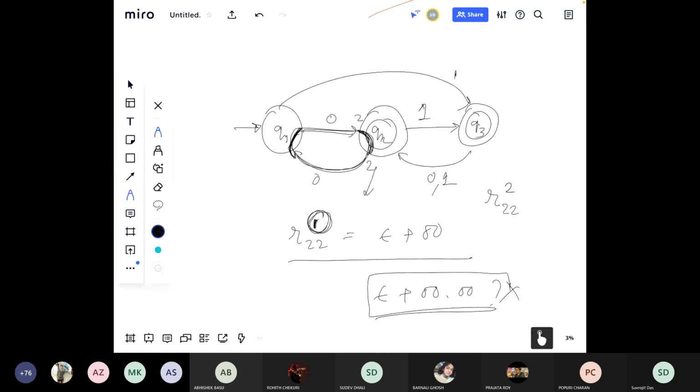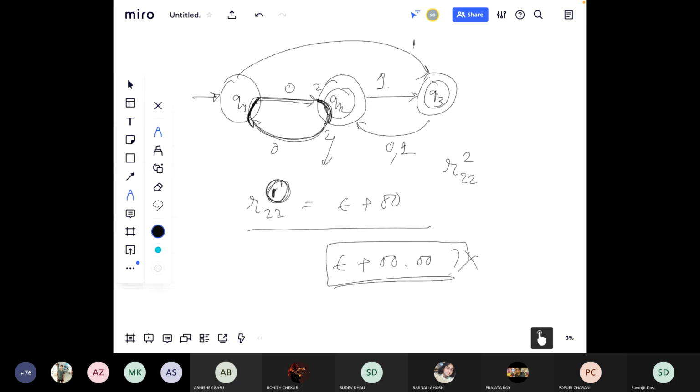Right? And R2 to 2, from visual confirmation, is 0, 0, 0, 0. So it is 0, 0 star. So R2 to 2 is: you start here, you end here, and you are allowed to go through 1, go through 2. Actually, it is go through 2, that includes going through 1, that includes going through none.